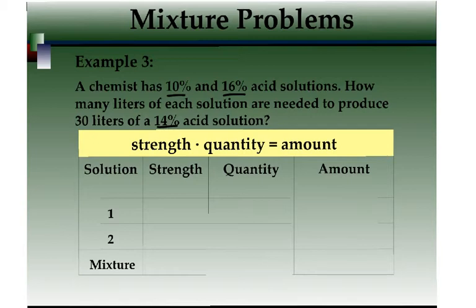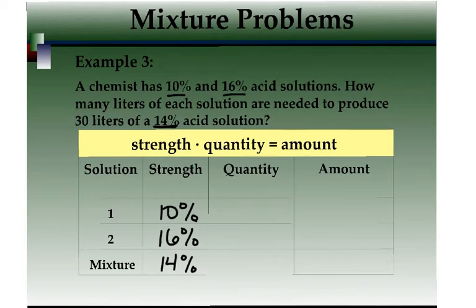Okay, so the chemist has a 10% acid solution, a 16% acid solution. These two are the ones that are being mixed together. And the reason I know he's not mixing together the 14% solution is because the mixture always has to be between the two other percentages that they are listing. So 14 is between 10 and 16, okay? So that is our outcome of mixing the 10% and the 16% acid solutions together.